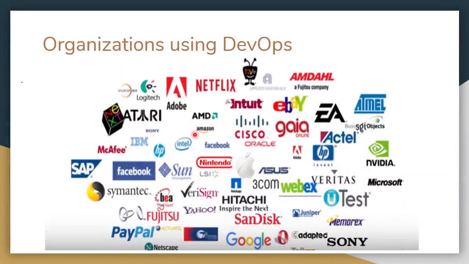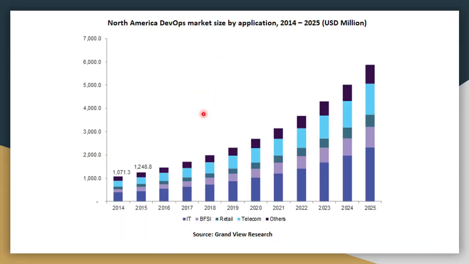This is just some of the organizations using DevOps. DevOps is really a suite of best practices. We can see these firms, but many, many more are using DevOps. It's a very successful methodology. And we can see here the DevOps market size by application is growing, and it's looking to grow substantially by the mid-2020s.